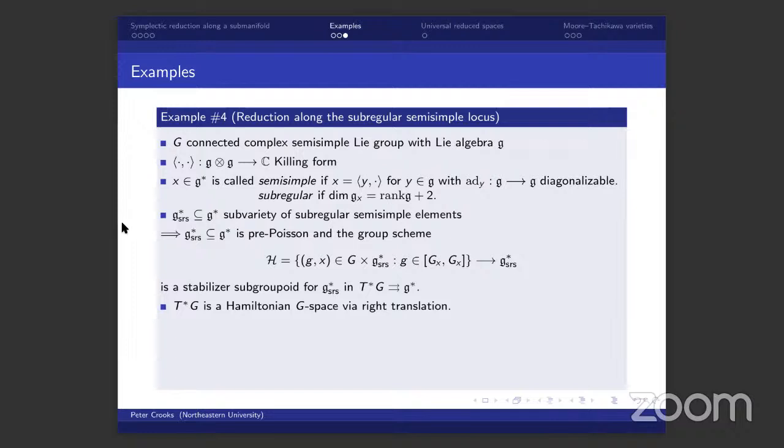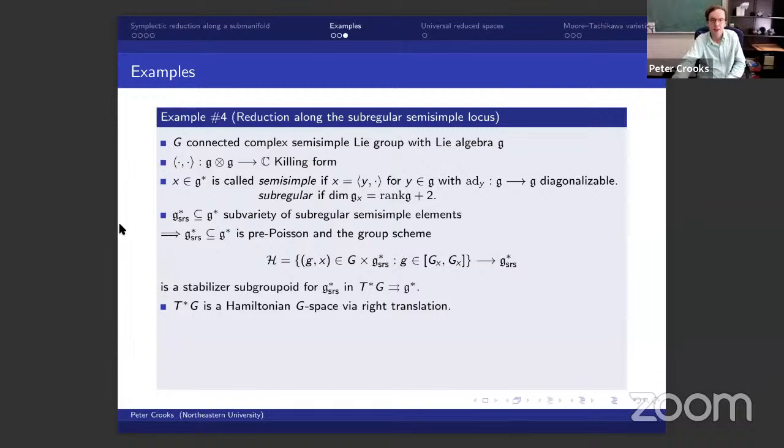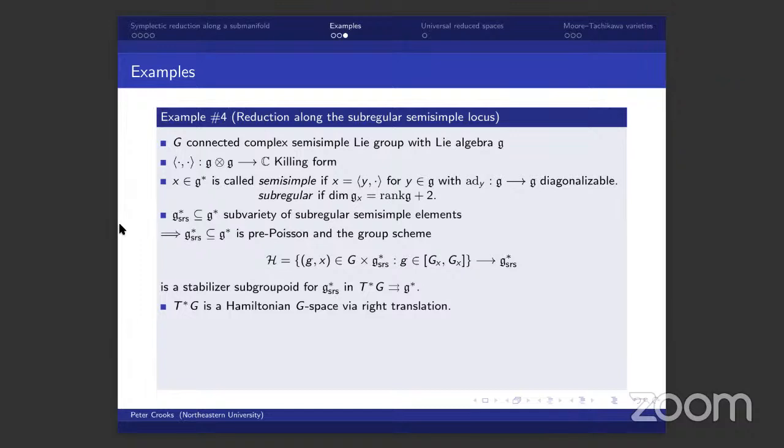Can you take a subgroup GX? Is it always isomorphic to SL2 or? Yes. Okay, thank you. Well, its Lie algebra is always isomorphic to. Okay. Yeah, of course, the group, who knows? Okay. But yeah, exactly.